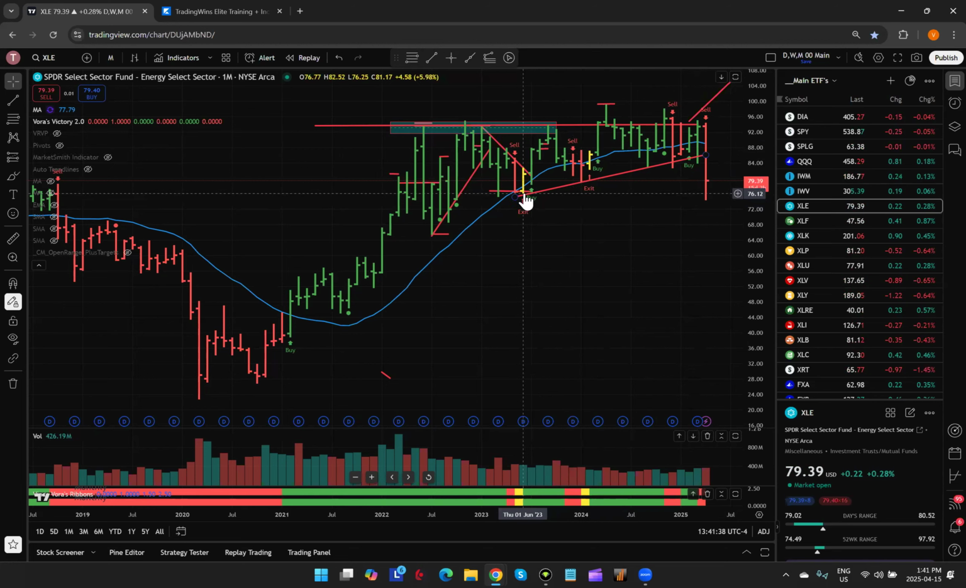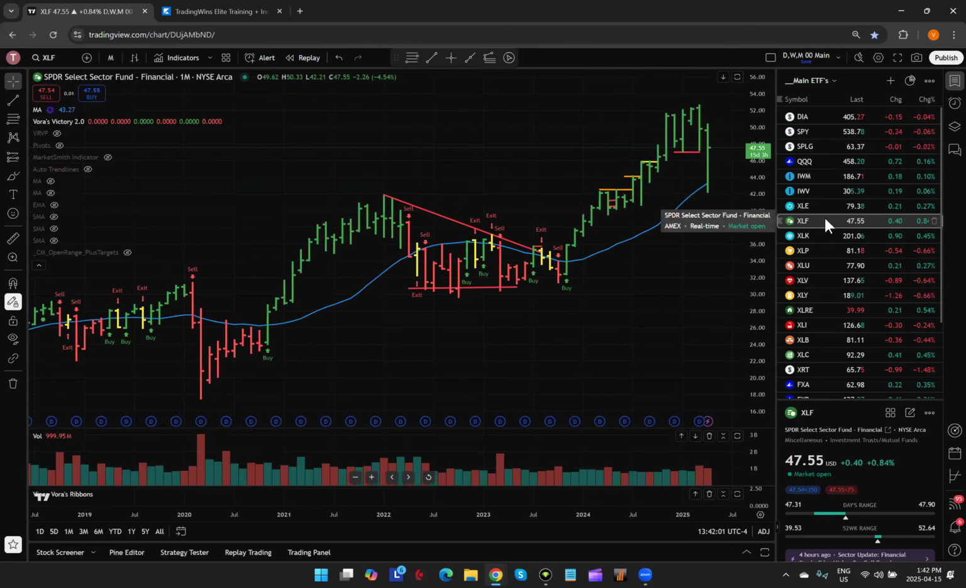If we close below that low from June of 2023, which was 76.25, we're not that far off, right? We're at 79 here, about 3 points lower. If we close there and follow through, then we are likely to see another push to the downside.